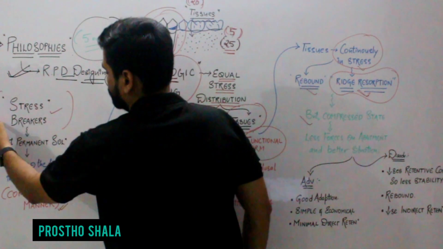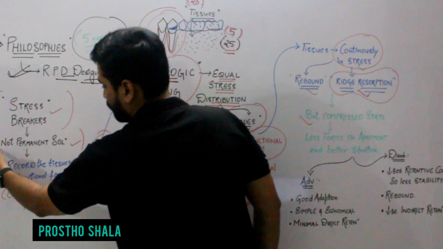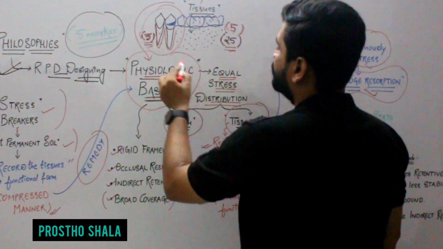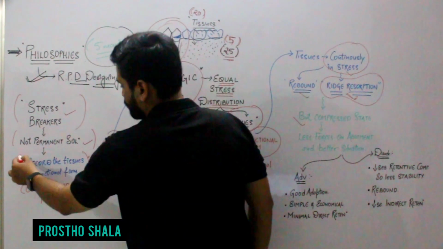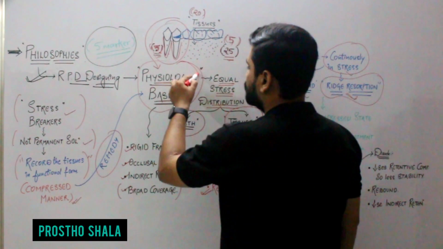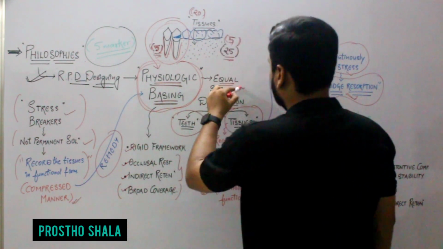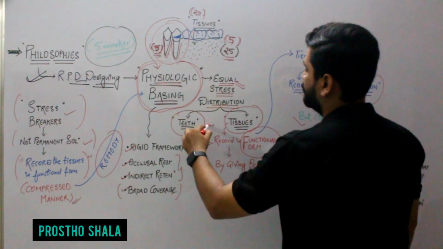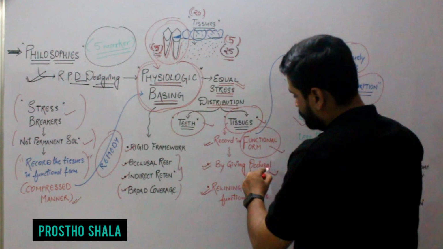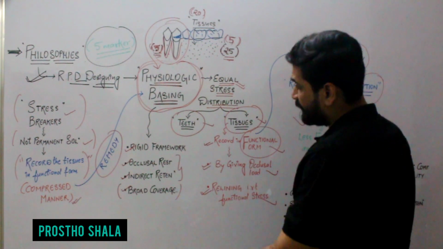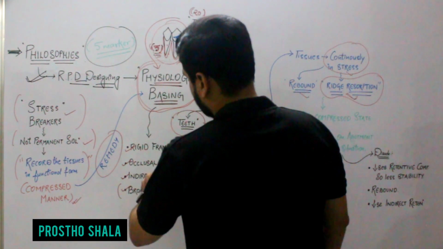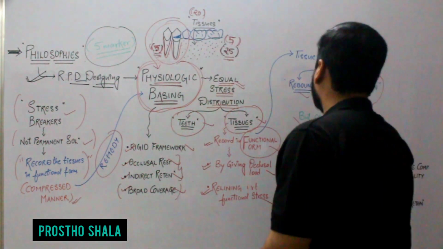Revision: stress breakers are not important and not the permanent solution, because the compressibility values are not the same. So they suggested recording the tissues in a compressed manner, or in the functional form. That is where the physiologic basing theory came from, to provide equal stress distribution to the teeth and the tissues by recording the tissue in functional form, by giving occlusal load or by relining after the RPD is made. The 4 main requirements: rigid framework, occlusal rest, indirect retention and broad coverage.